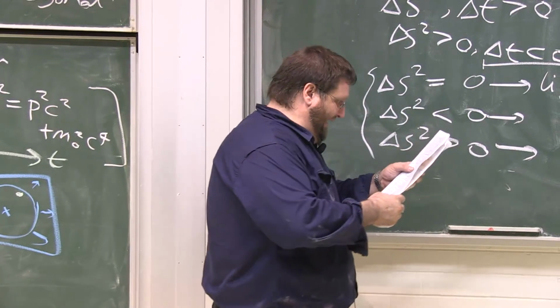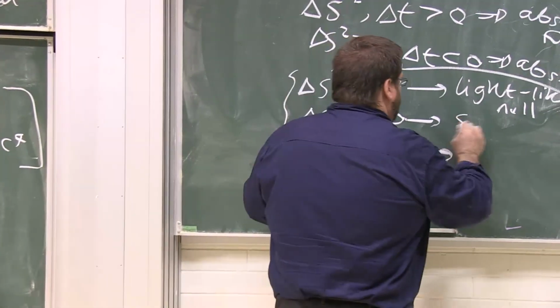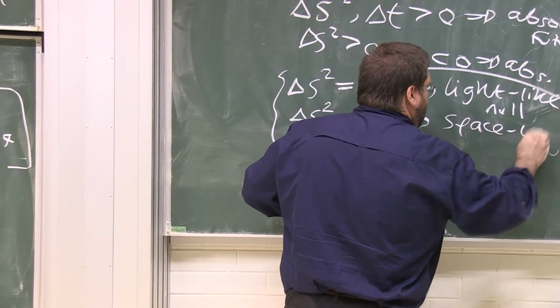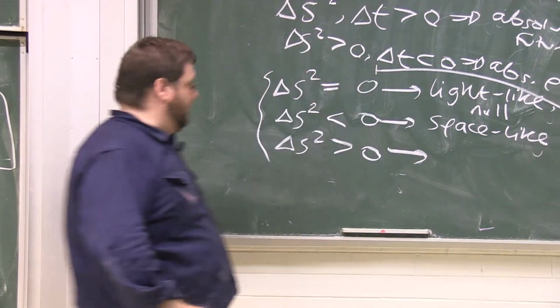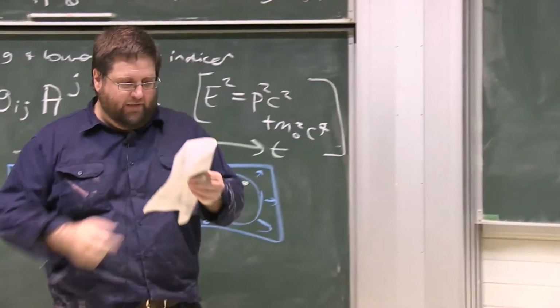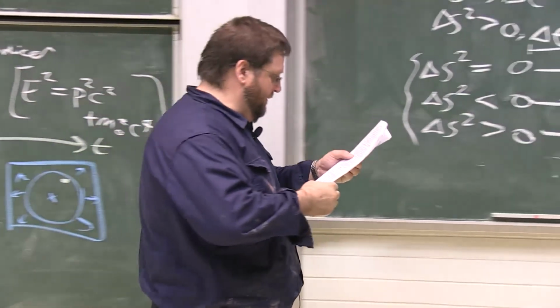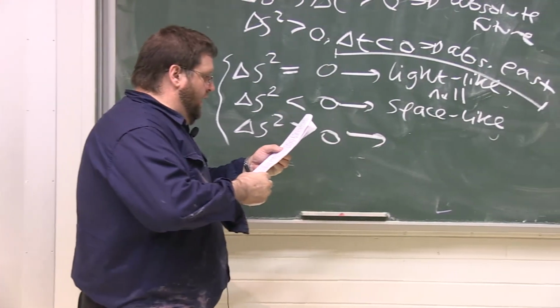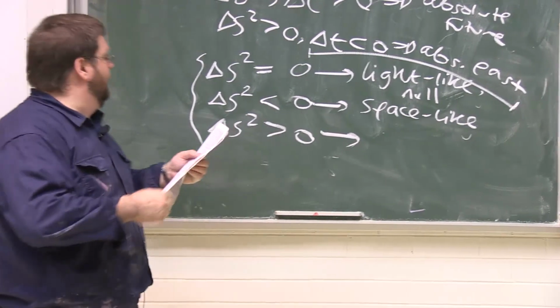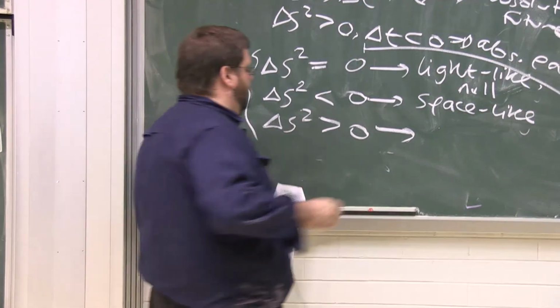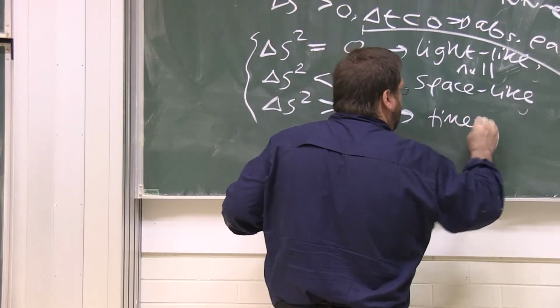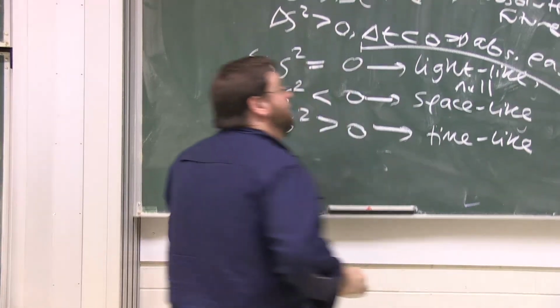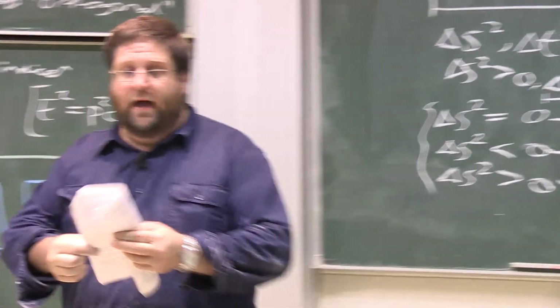Delta S squared less than naught, these things are called space-like. And I invite you to show that this corresponds to pairs of points that can have no causal influence on one another. Lastly, if delta S squared is greater than naught, we call this time-like. And these things can, in principle, be connected by a material particle.